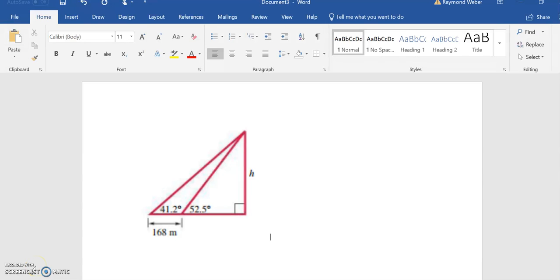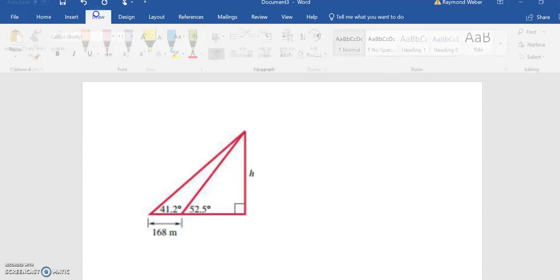Okay, so we have this problem, and this is our given information. We have two kind of adjacent triangles. The inner one has this 52.5-degree angle and a 90-degree angle. The outer, bigger one also has a right angle, but it has a 41.2-degree angle of elevation. Then there are 168 meters between the two, and our goal is to figure out this height.